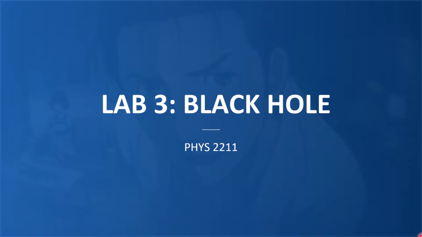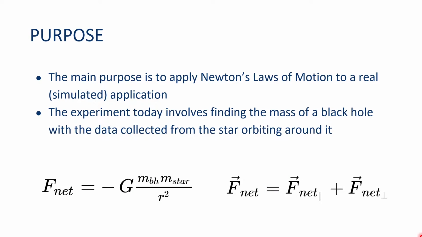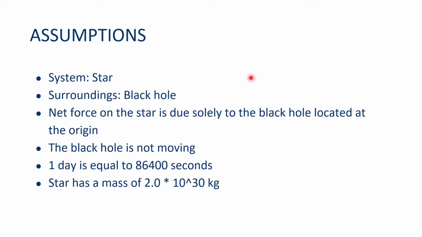Lab 3, Black Hole. The main purpose is to apply Newton's laws of motion to a real application. The experiment today involves finding the mass of a black hole with the data collected from the star orbiting around it. We'll be using Newton's law of gravitation and also Newton's law of parallel and perpendicular momentum. We first have to make a few assumptions before creating our computational model.